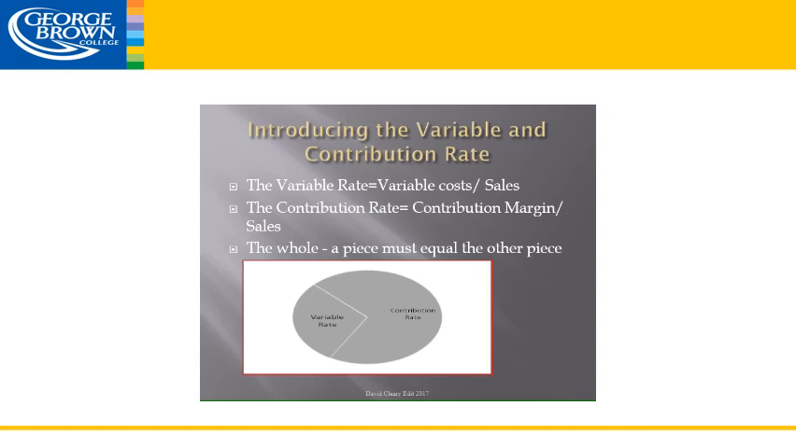If you were to take your variable rate and your contribution rate and add them together, they will always equal 1. That's because our variable rate and our contribution rate are two pieces to a whole. And then using that, if we knew what our contribution rate was and we wanted to know what our variable rate was, we would take 1 minus our contribution rate and it would equal our variable rate, because again, they are two pieces to the whole.